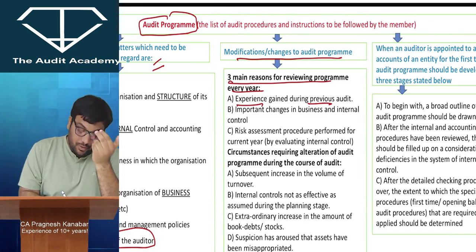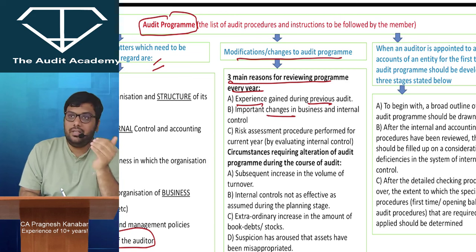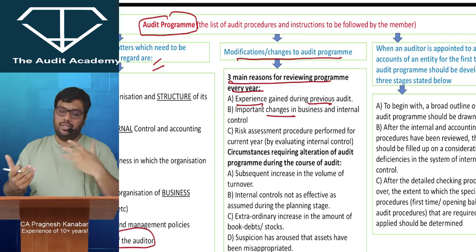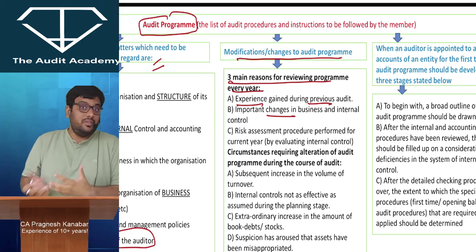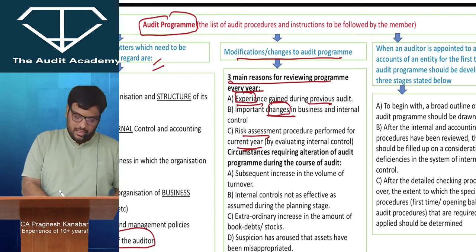Second, there could be changes in business and the external environment, or maybe when you performed the risk assessment procedure in the current year, that means when you again tried to obtain an understanding in the current year, you came across some new points which you would have missed out in the last year. So, risk assessment procedure of the current year. So one more time: the experience that you have gained in the past, then changes, and the risk assessment performed in the current year. All right.